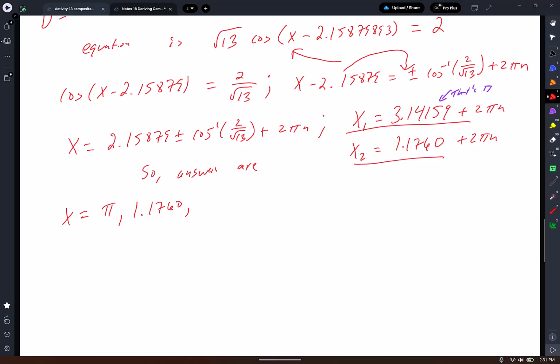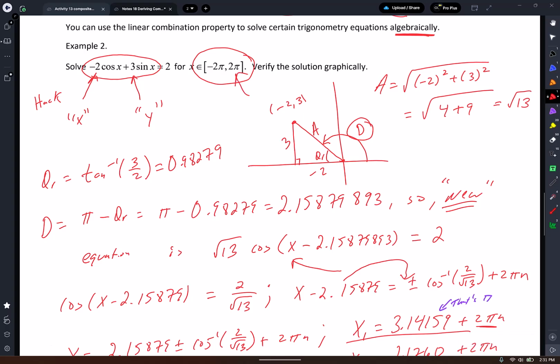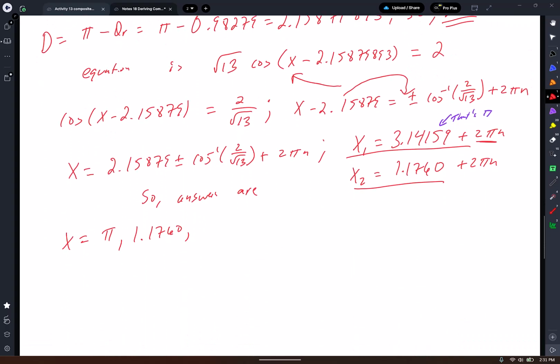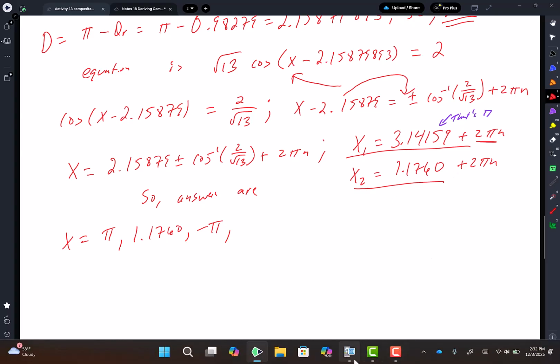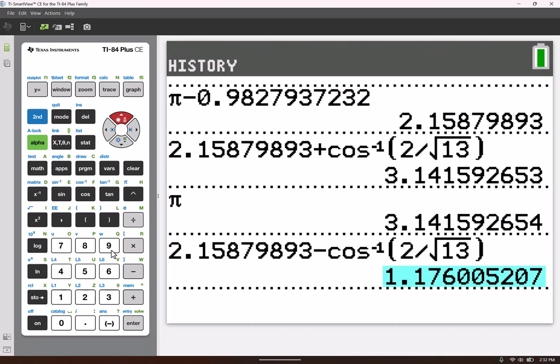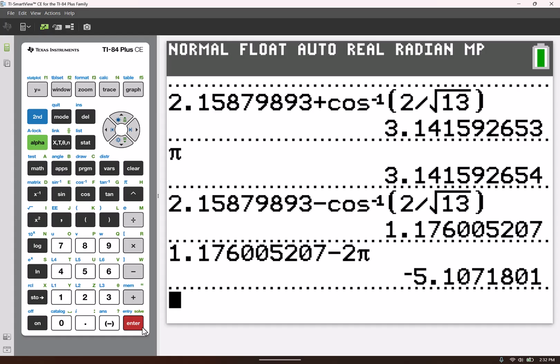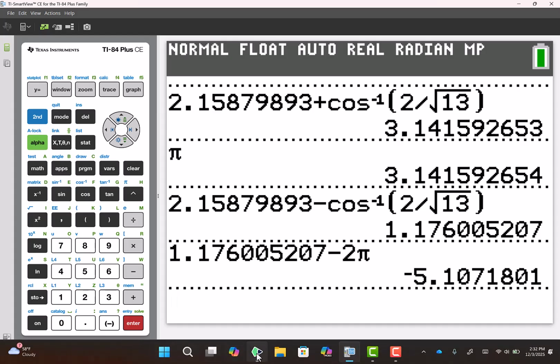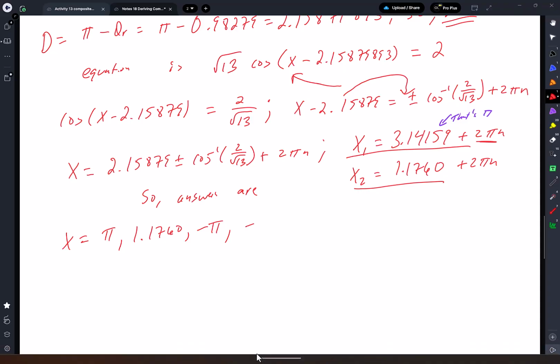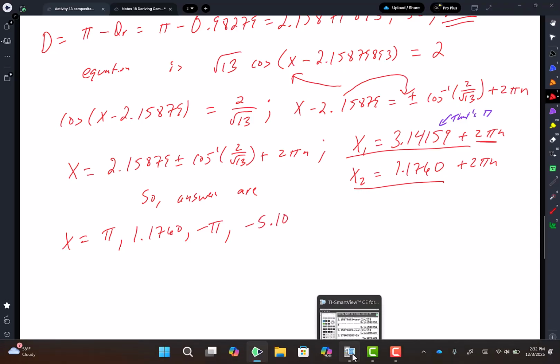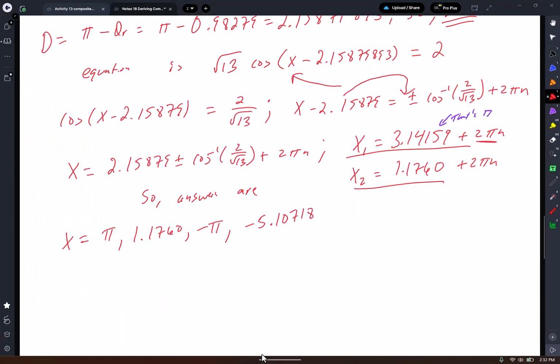And then another answer: I can't add 2 pi anymore because then I'll be outside the domain, outside that bigger 2 pi. But if I subtract 2 pi, pi minus 2 pi is negative pi. So negative pi is one answer. And then that 1.176 minus 2 pi, let's see what that is. This guy, minus 2 pi. Another answer is negative 5.107. Chop, is that between negative 2 pi and 2 pi? Yes, it is. Negative 5.10718. And there it is.